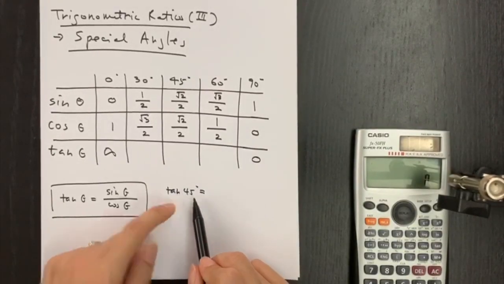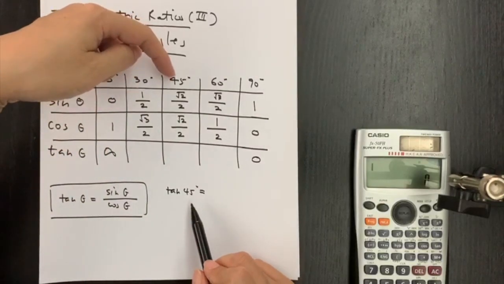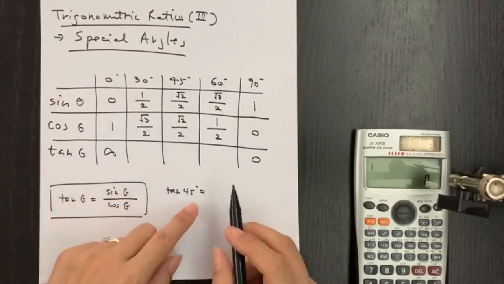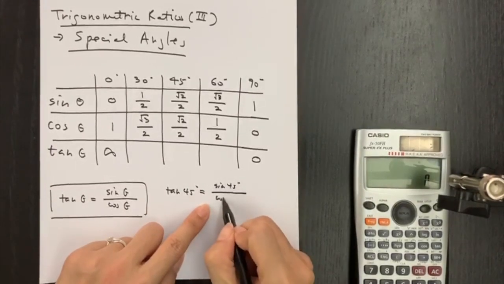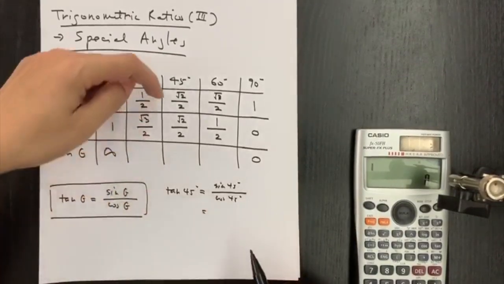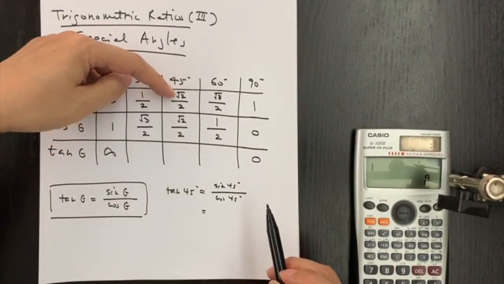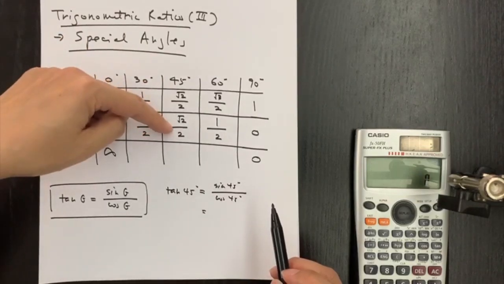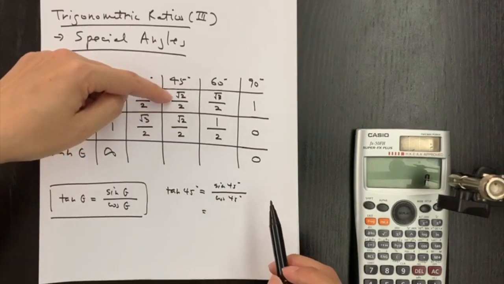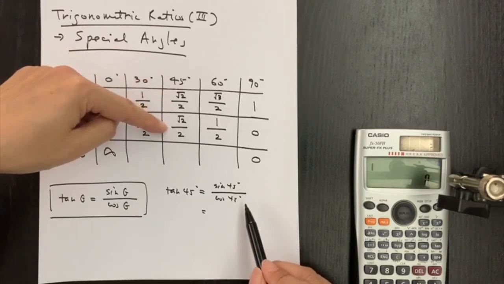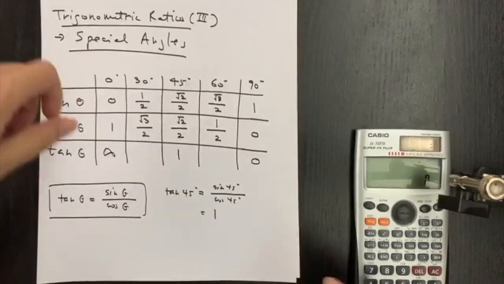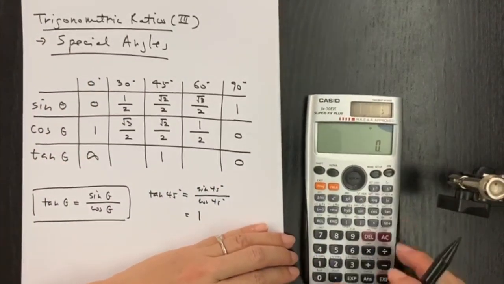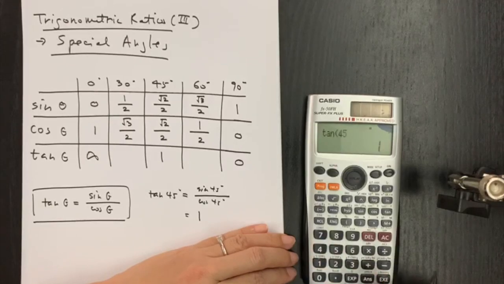Alright, so how about tangent 45? So 45 is a special angle as well here. So tangent 45, according to the identity, is same as sine 45 over cosine 45. And then let's look at that. What is the value of sine 45, which is root 2 over 2? And then cosine 45 is also root 2 over 2. So when you have the same numerator and denominator, we say that tangent 45 is equal to 1. And then you can check with your calculator what is tangent 45. See? Which is equal to 1.